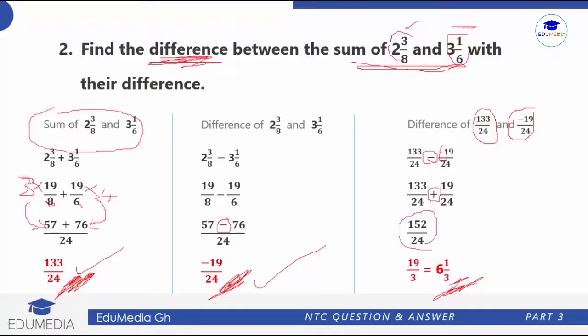So here it's about the understanding of the question. The question said the difference between the sum of these two numbers and their difference. So you find the sum, and then you also find their difference, and then you find the difference of their answers. That's what the question is asking for. Now the third question is here.